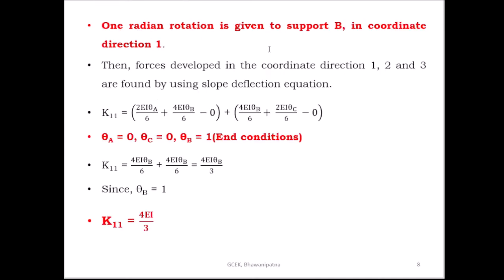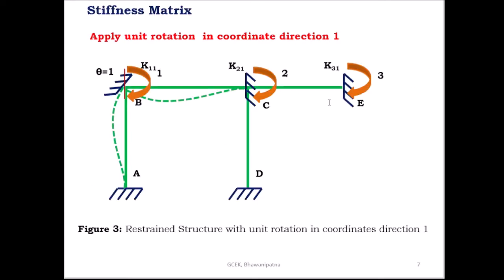Apply 1 radian rotation to support B in coordinate direction 1. Then the forces developed in the coordinate directions 1, 2, 3 are found by using the slope deflection equations. So here you find out the force at coordinate 1 due to the unit rotation at coordinate 1.